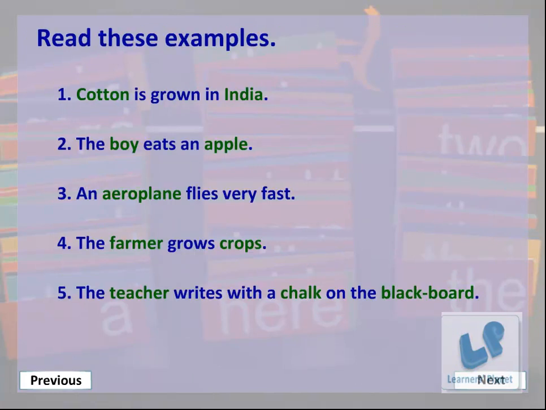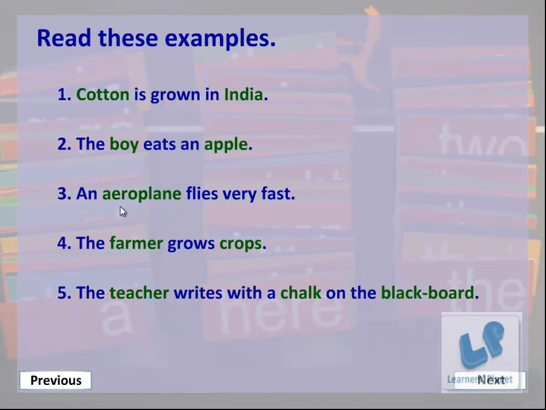Now, let's read a few of these examples. First, cotton is grown in India. So over here, cotton and India are nouns. Cotton refers to a thing and India refers to the name of a place. Second, the boy eats an apple. Now boy refers to a person and apple refers to a thing.